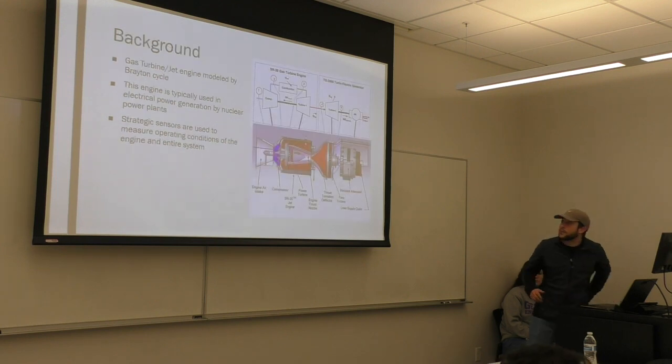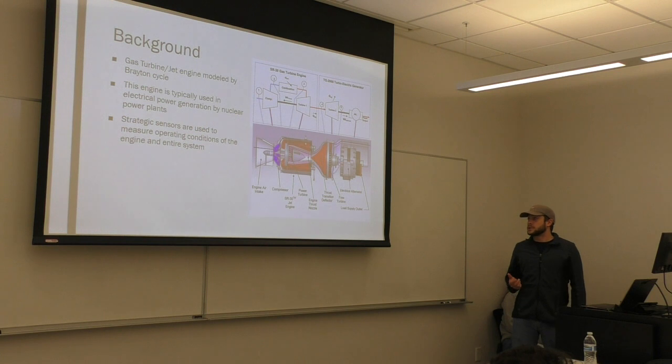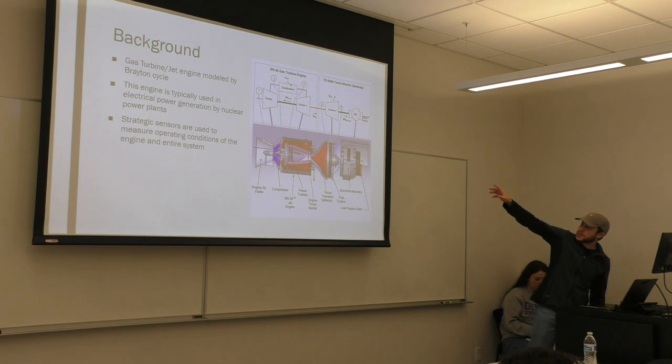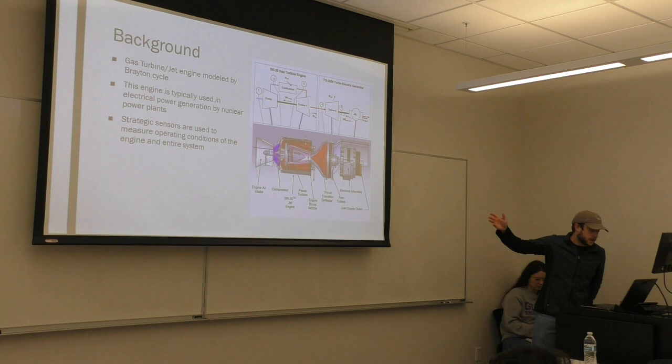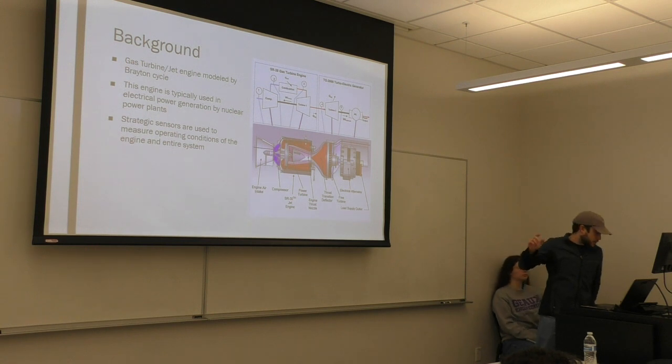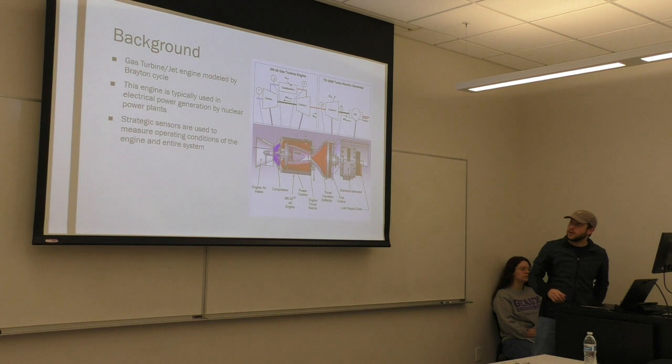And the background: the way it works is very similar to that of a Brayton cycle, which is shown above in the top left and a little bit in the top right. These types of engines are typically used for electrical power generation, in nuclear power plants, etc. And strategic sensors are used to measure the operating conditions of the engine and the entire system.